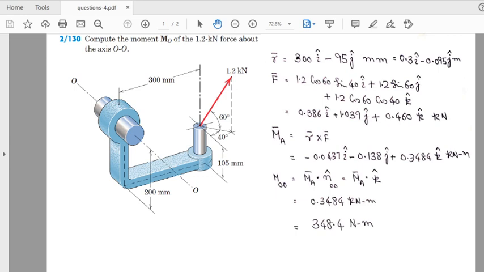So this was the first problem in which we were to find the moment about a line. We had first taken the moment about a point on that line, and then we have taken the dot product with the unit vector along that line. Now we come to the next problem.